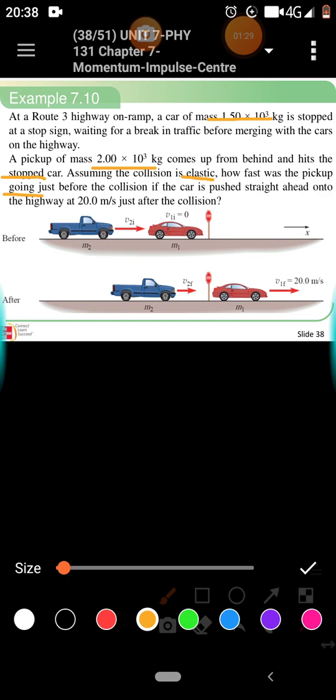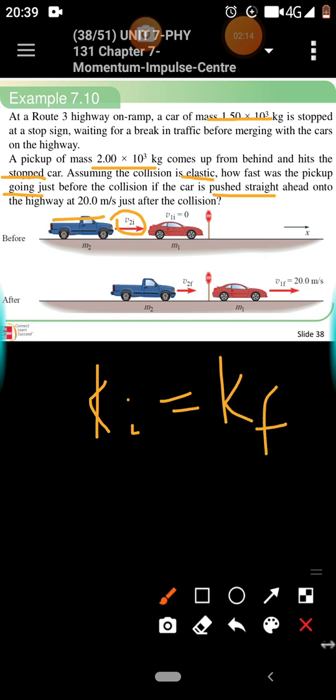If the car is pushed straight ahead onto the highway at 20 meters per second just after the collision, we want the initial velocity for the pickup, the van, because they say before the collision. Here we need to consider conservation of kinetic energy as well.